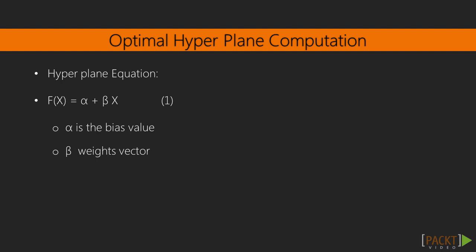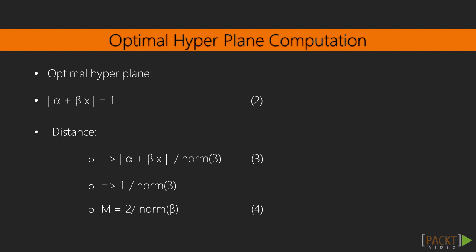As a reminder, the hyperplane or line equation is f of x equals alpha plus beta x, where alpha is the bias value and beta is a vector containing weights such as w1, w2, and so on. If you remember from our previous slides, we've seen many hyperplanes used to separate two target classes. So we know that we'll have a hyperplane equation for each hyperplane. Out of all the hyperplanes, we have to choose the hyperplane which satisfies equation 2, which is generally the magnitude of the line equation. It should be 1.